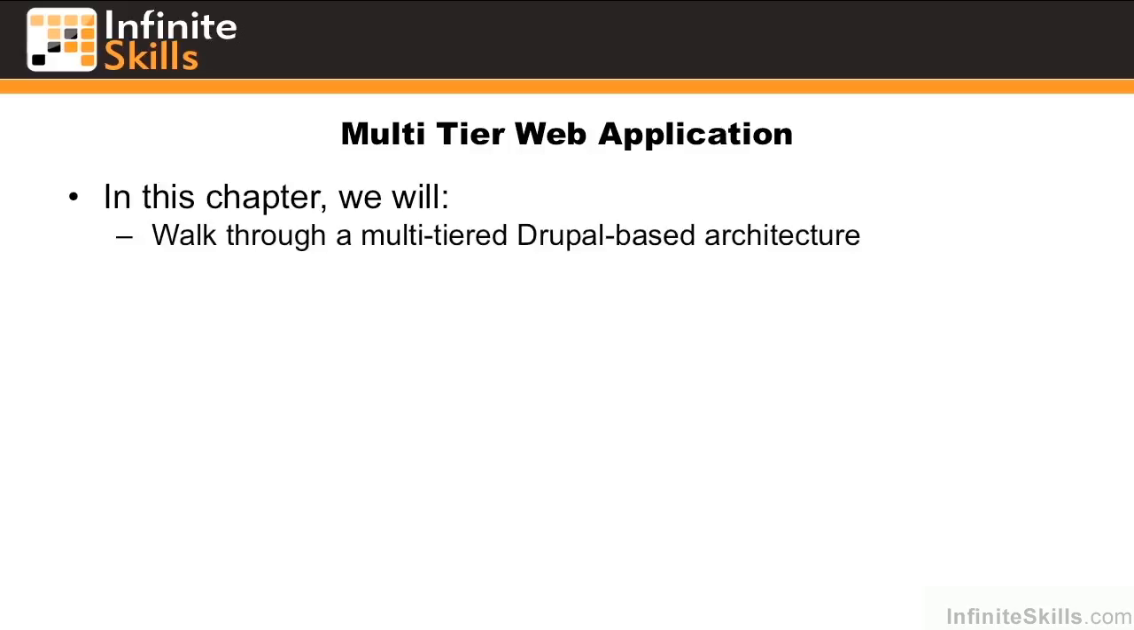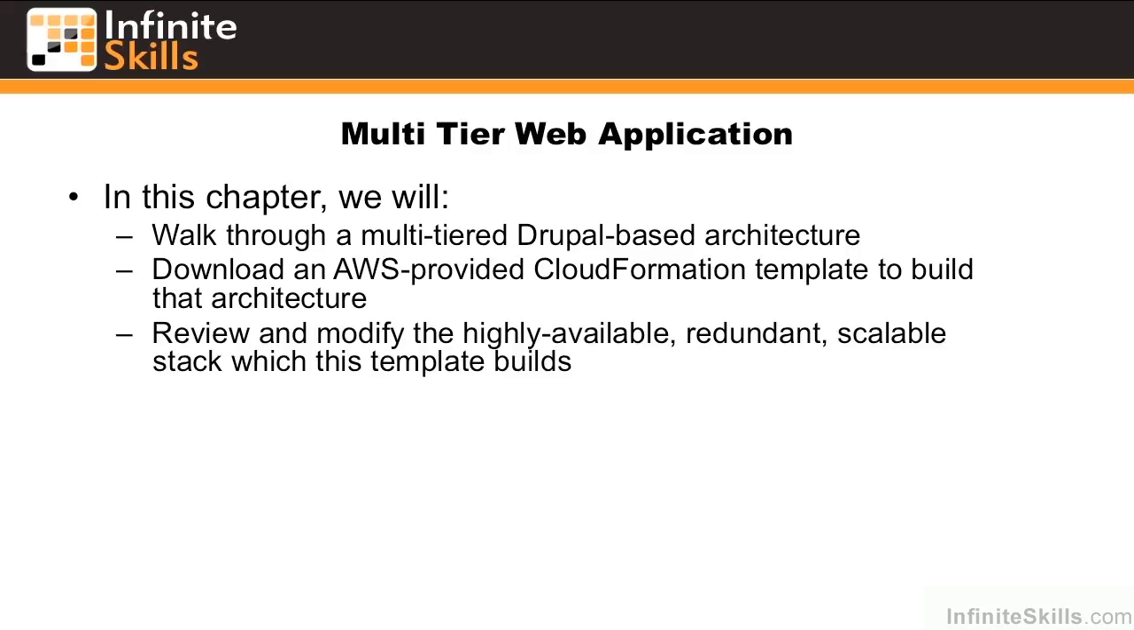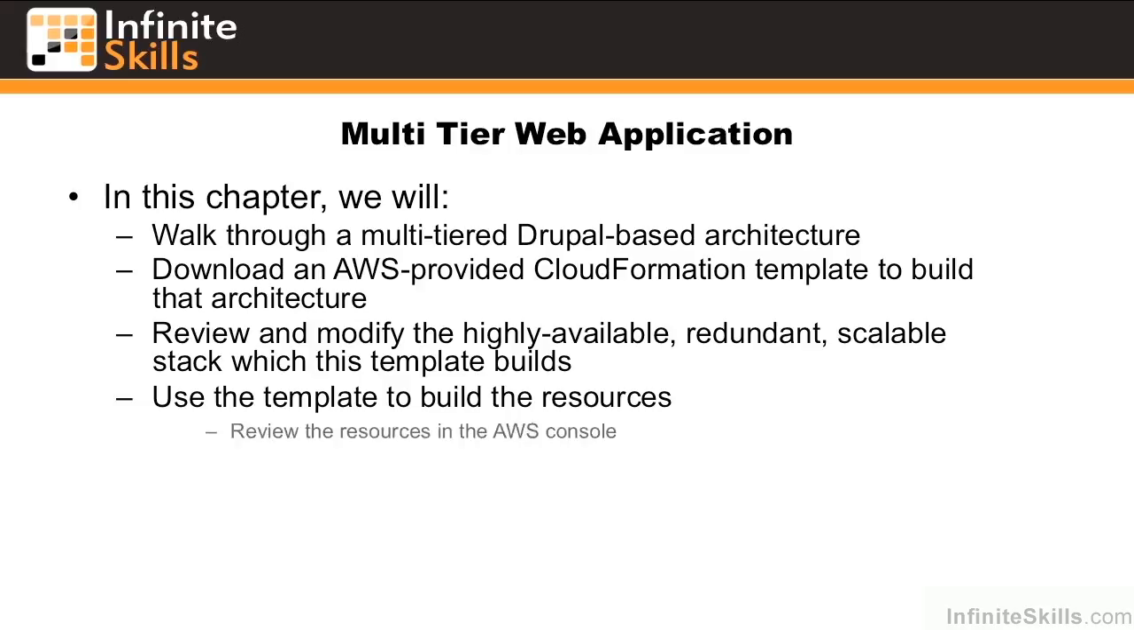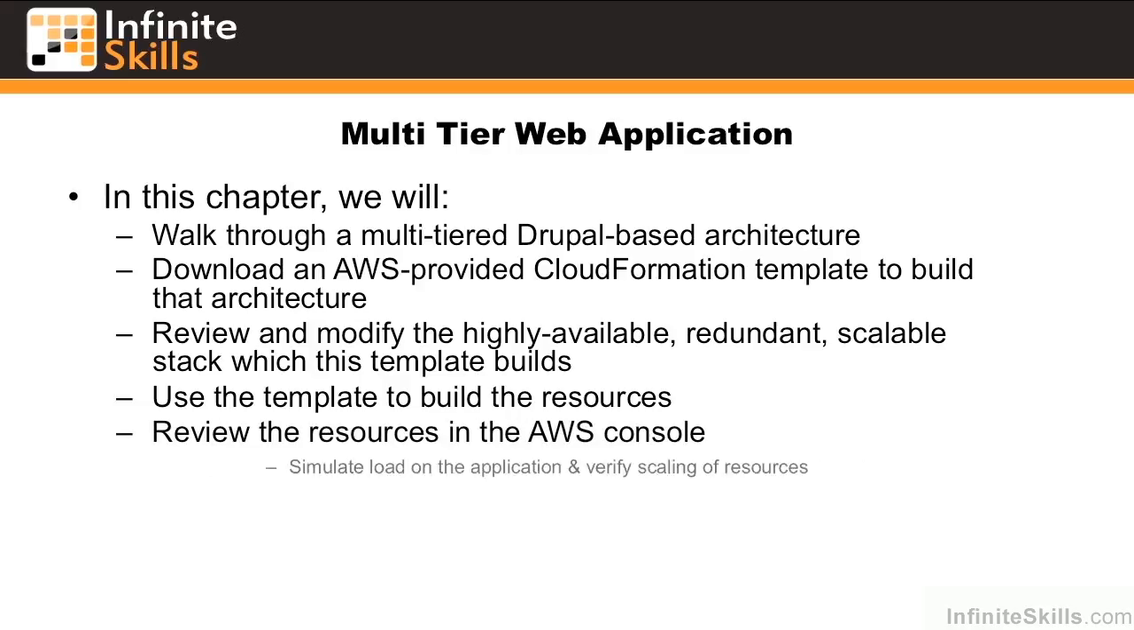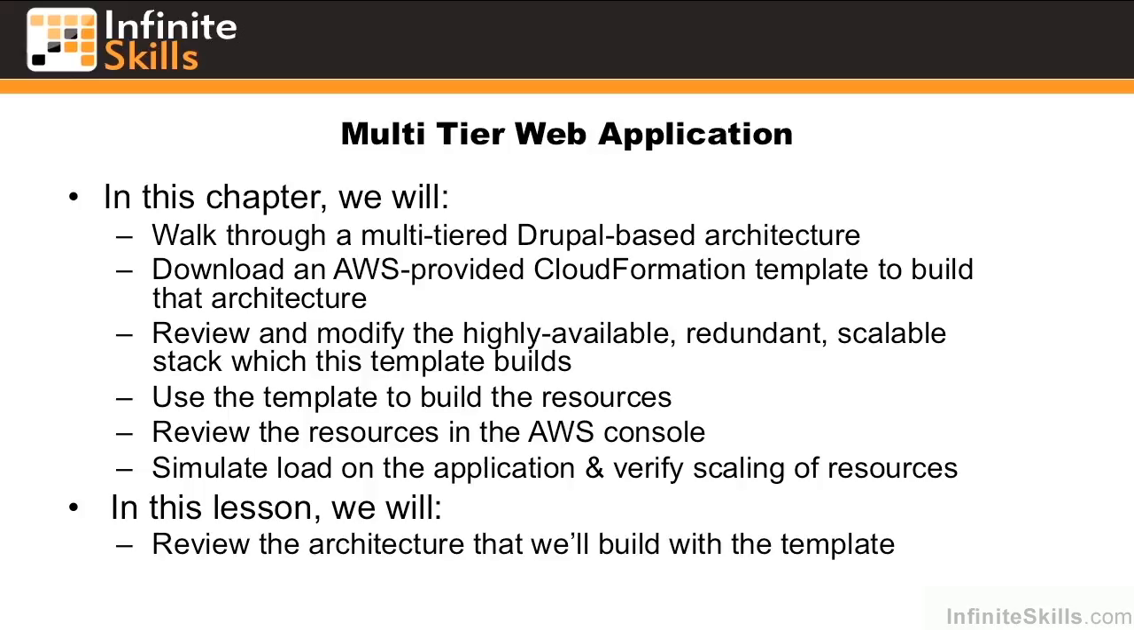In this chapter, we'll walk through a multi-tiered Drupal-based architecture, which we do in this lesson. We'll download a template that helps us build that architecture. We'll review and modify this template. We'll use that template to build the resources, review the resources in the AWS console, and then simulate load on the application and verify the scale up and down of resources. In this lesson, we're just going to look at the architecture itself.